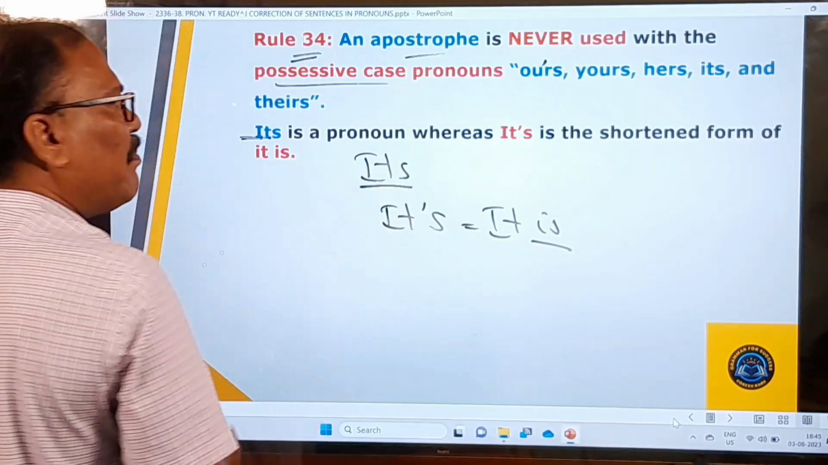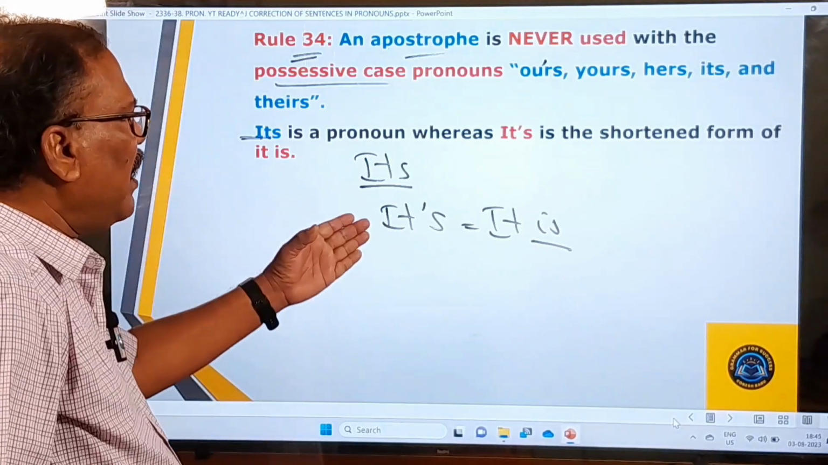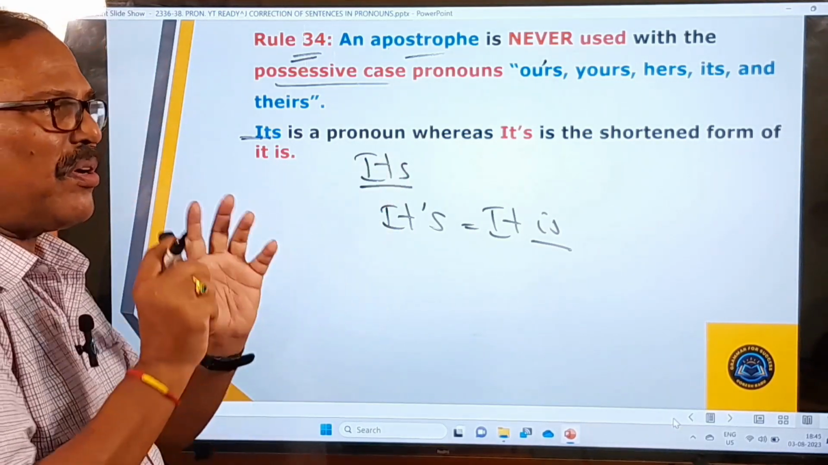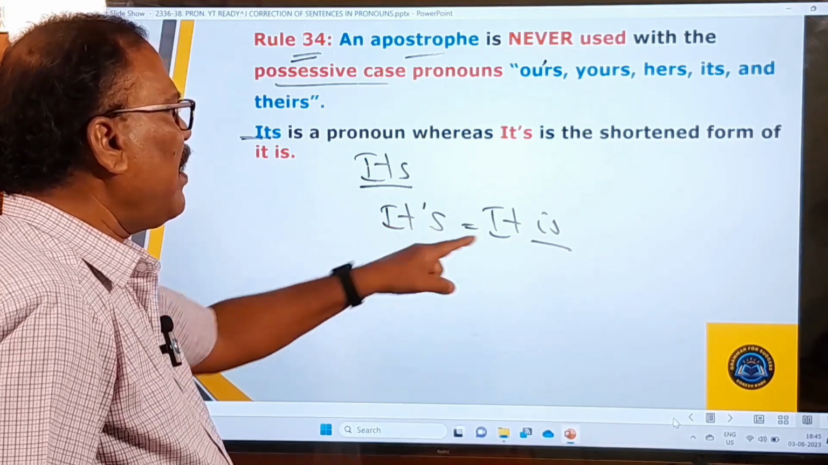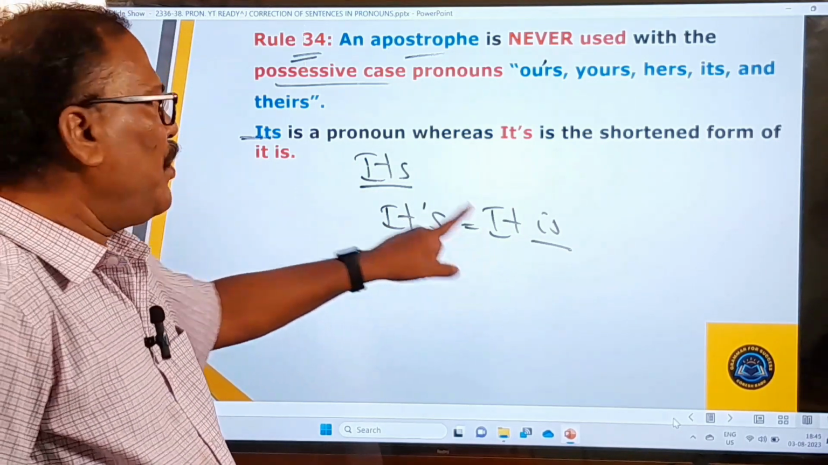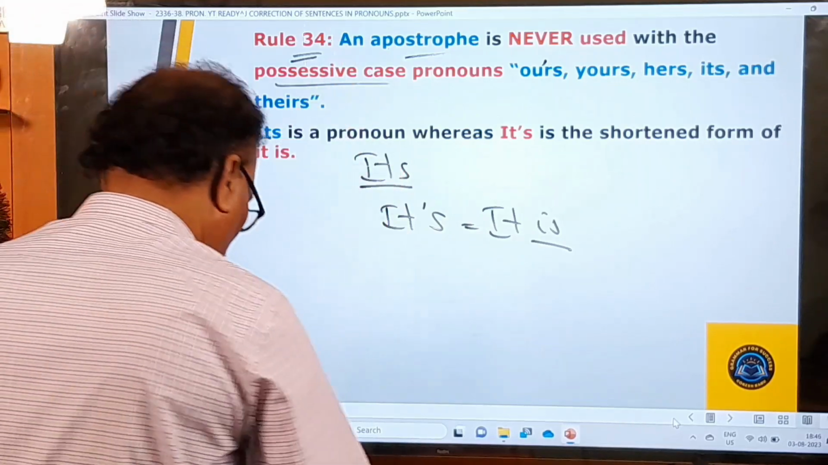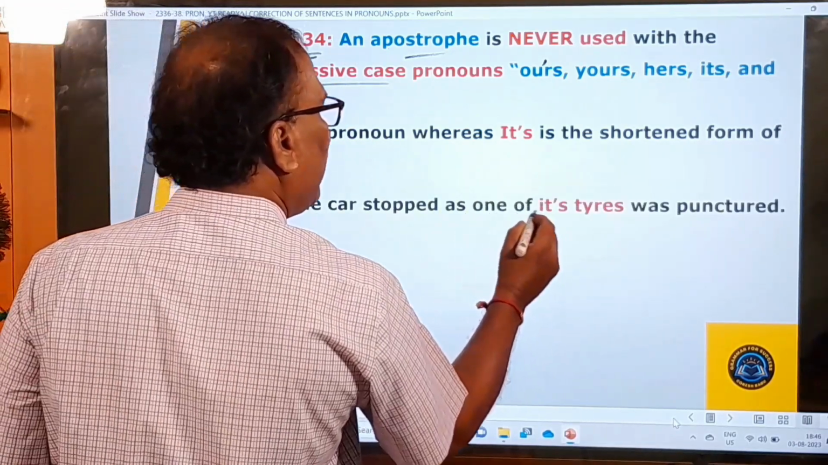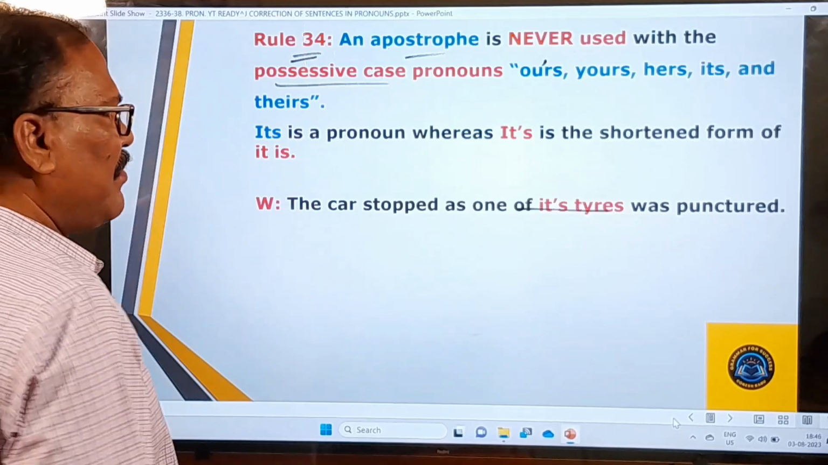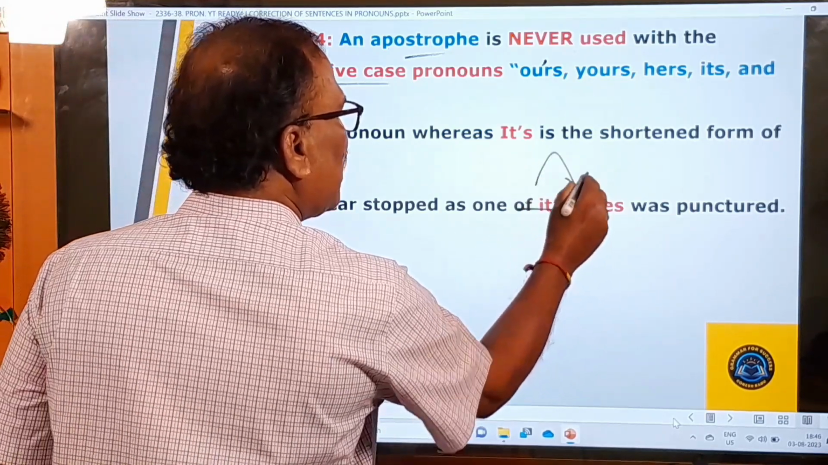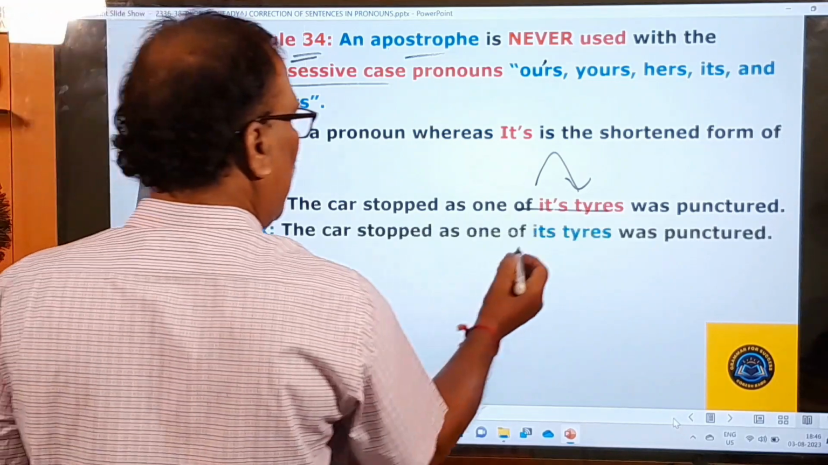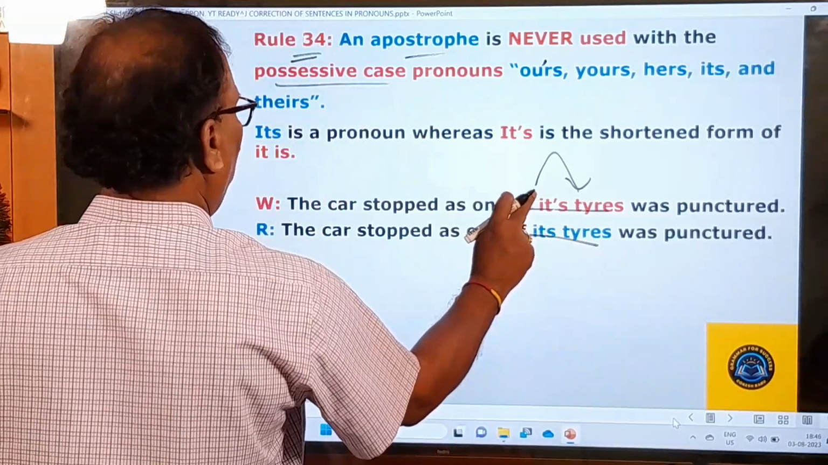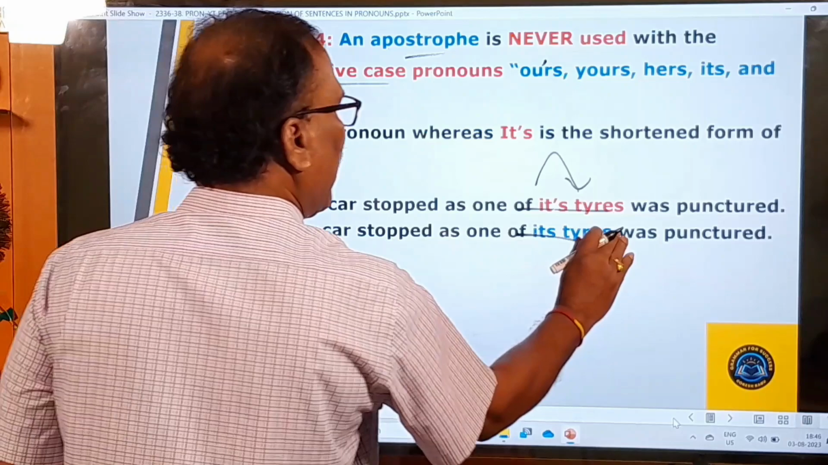So here people are getting confused only here. It's, but the pronunciation is the same. When you use this apostrophe, that means it is. When you don't use it, it is a possessive case pronoun. The car stopped as one of its tires. Its tires means the tires of that car. Possessive case pronoun is used, but here you should not use an apostrophe. The car stopped as one of its tires was punctured.